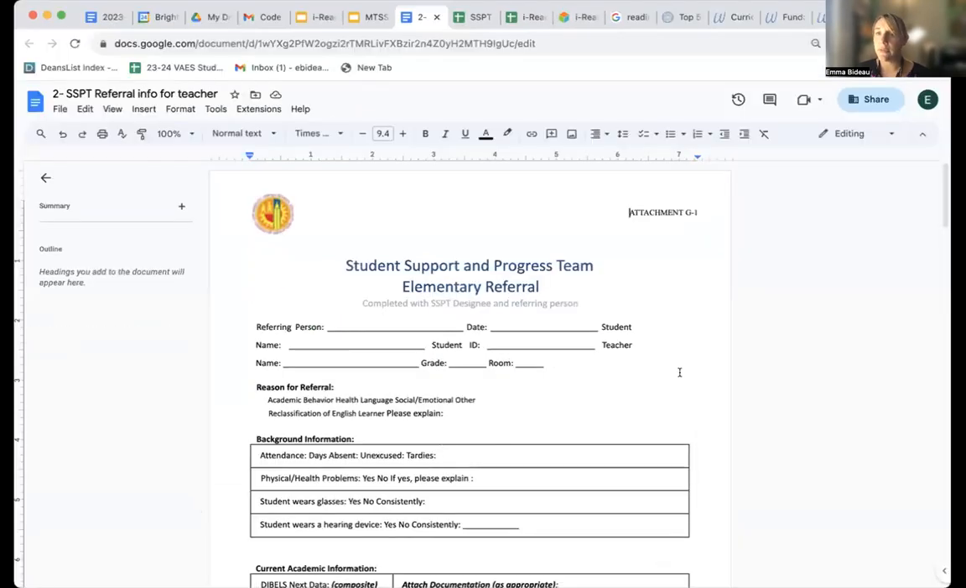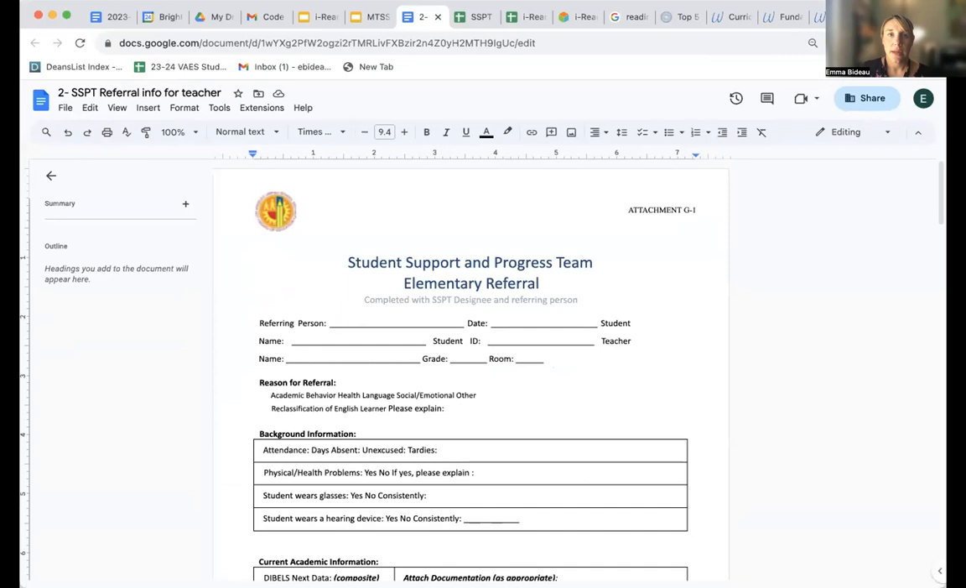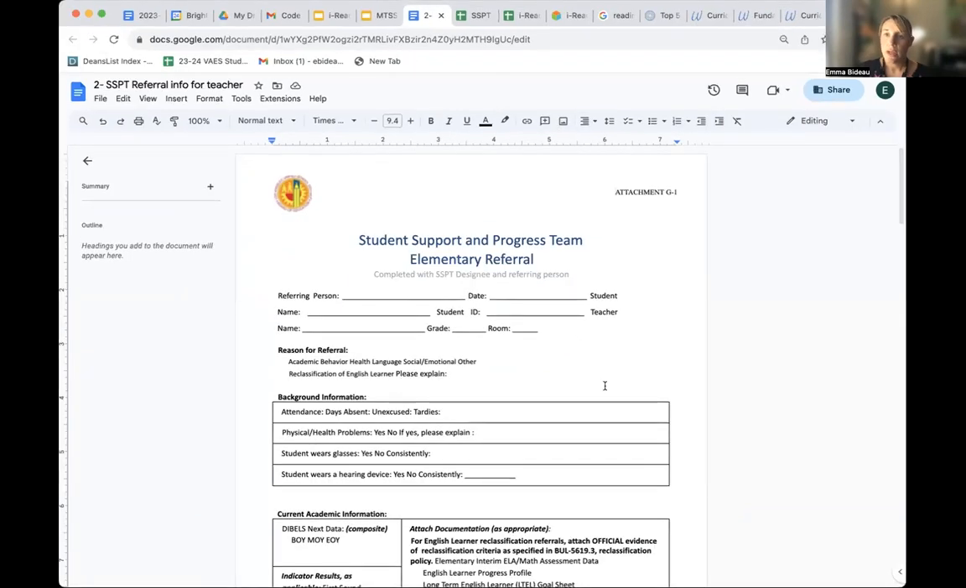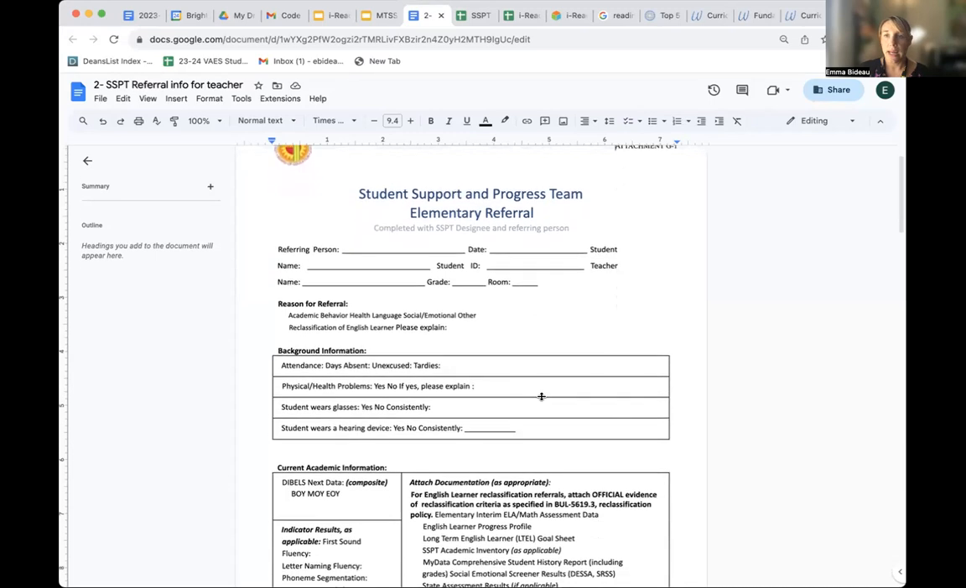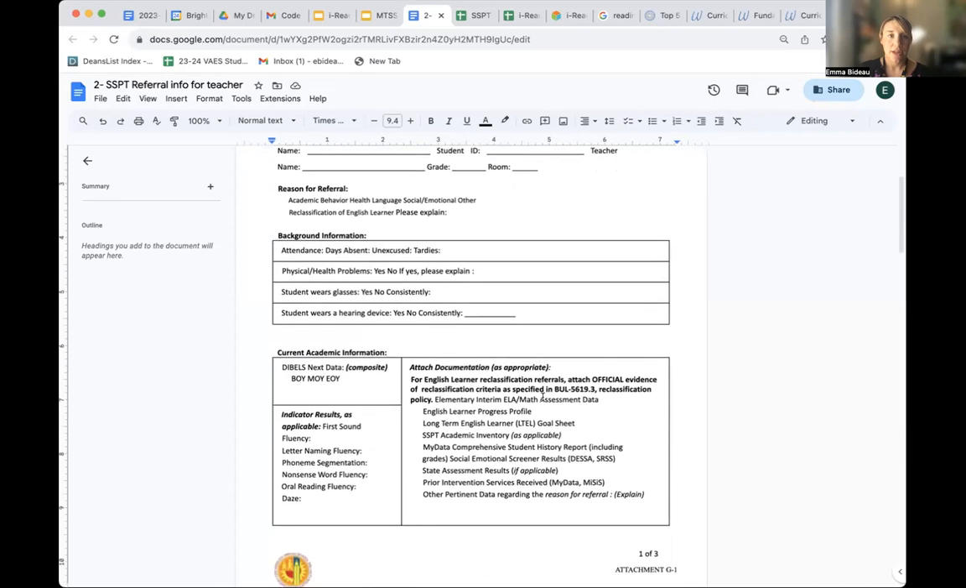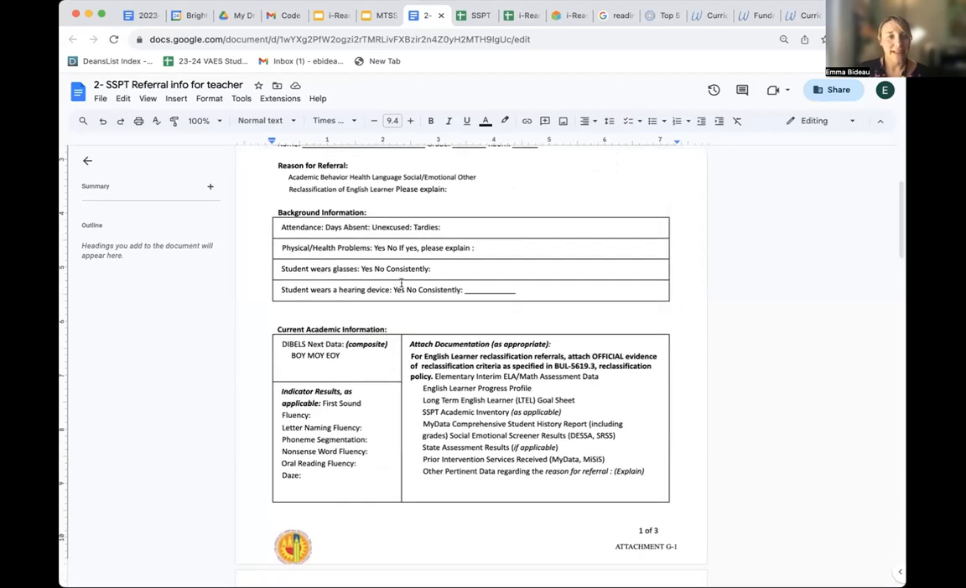And it looks a little different than last year. So you would fill this out with the referring person, the date, student name, grade, their reason for referral. Is it academic? Is it behavior? Is it an ELA or English language learner?